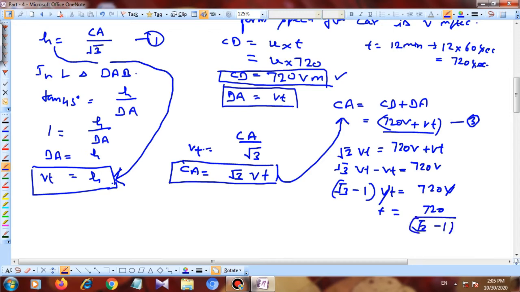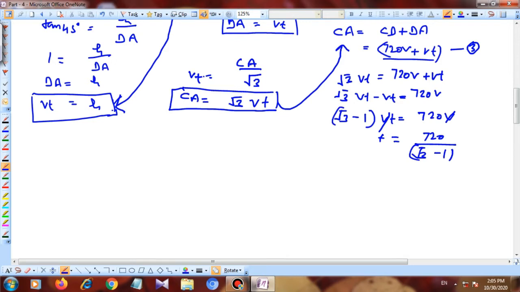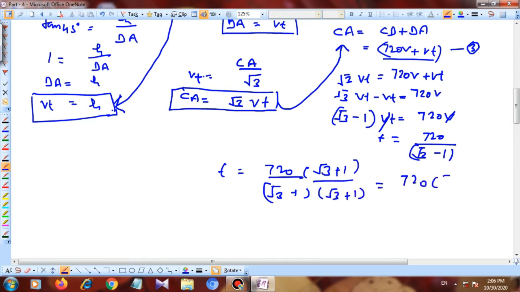So rationalize. When you rationalize it, you will get 720 upon root 3 minus 1 into root 3 plus 1 upon root 3 plus 1, right? So this is 720 times root 3 plus 1 upon 2.